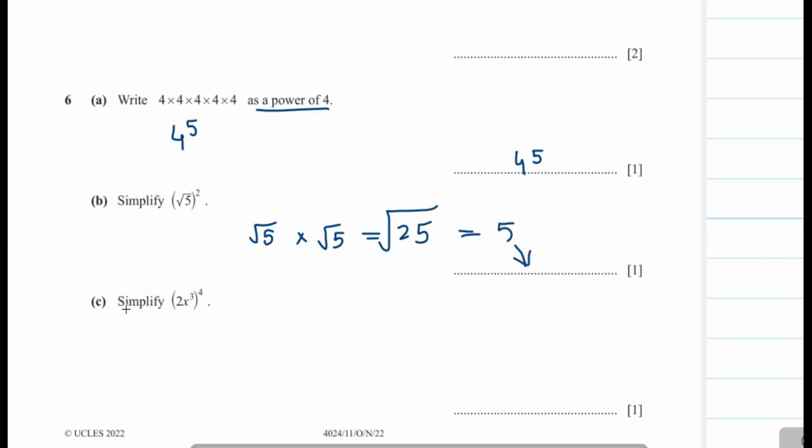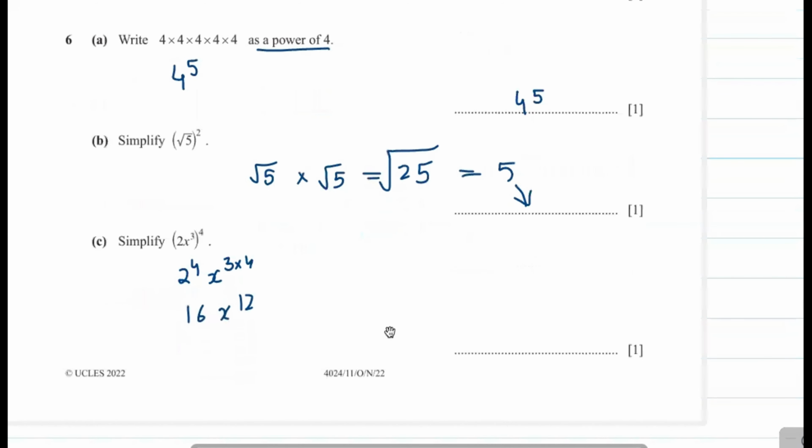And next is simplify 2x cube power 4. We can write it as 2 power 4, and x power 3 multiplied by 4. The power will be multiplied in the brackets. Now you can write it 2 power 4 is 16, and that is x power 12. Now next is the next question. Now we go to the next question. This is the answer.